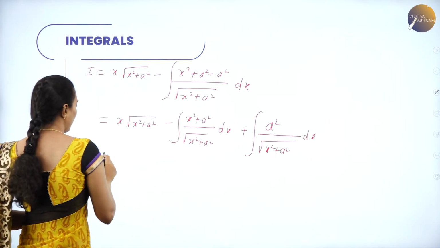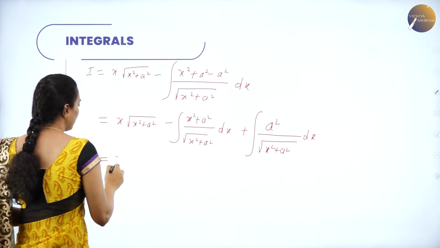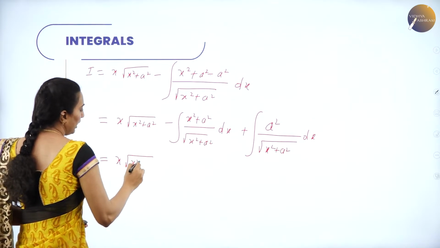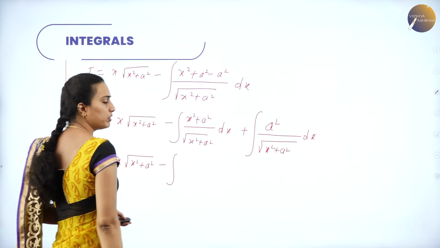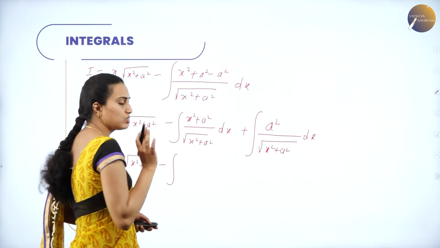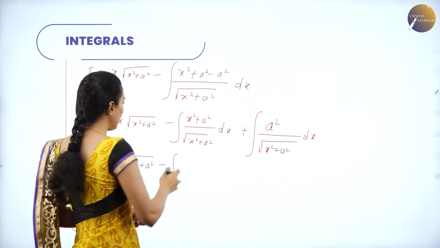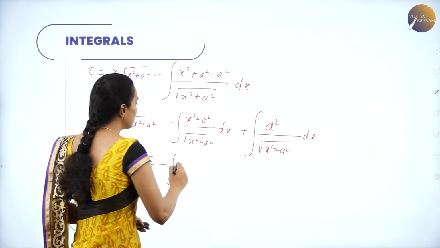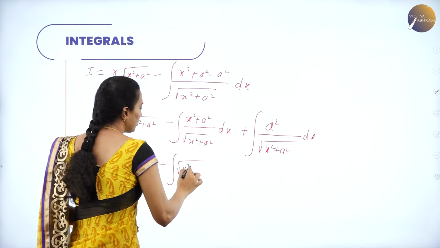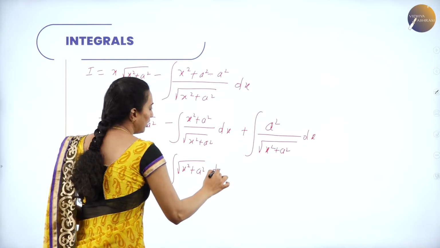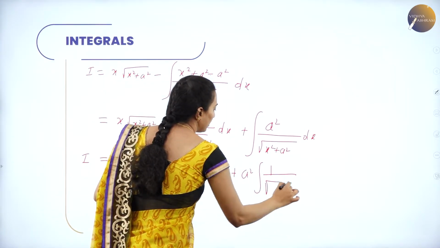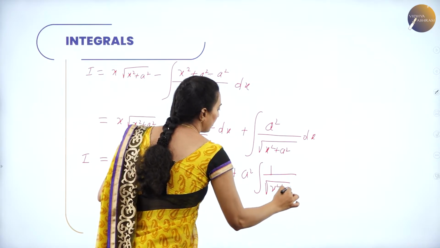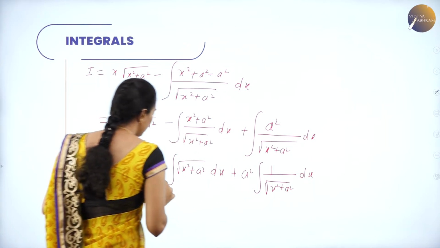Now this will become what? Which implies I is equal to x into under the root x square plus a squared here minus integral of x squared plus a squared, which can be written as root x squared plus a squared into root x squared plus a squared. One term will get cancelled. Remaining is under the root x square plus a squared into dx. Now plus a squared into 1 divided by under the root x square plus a squared into dx. Now dear students, what is this?